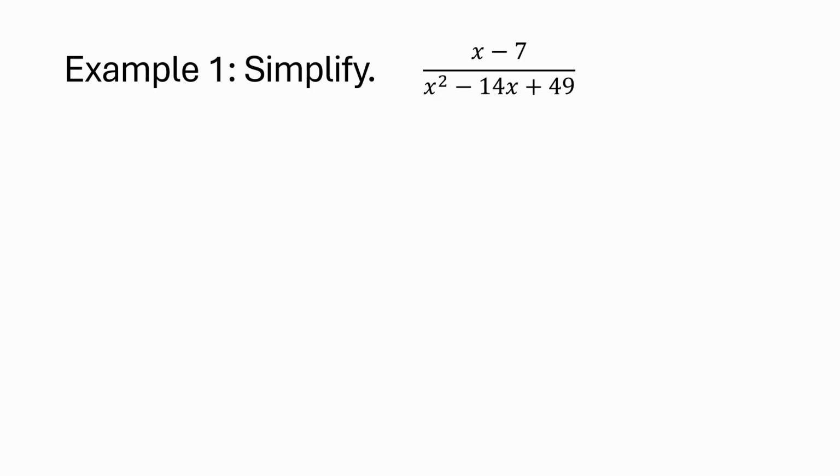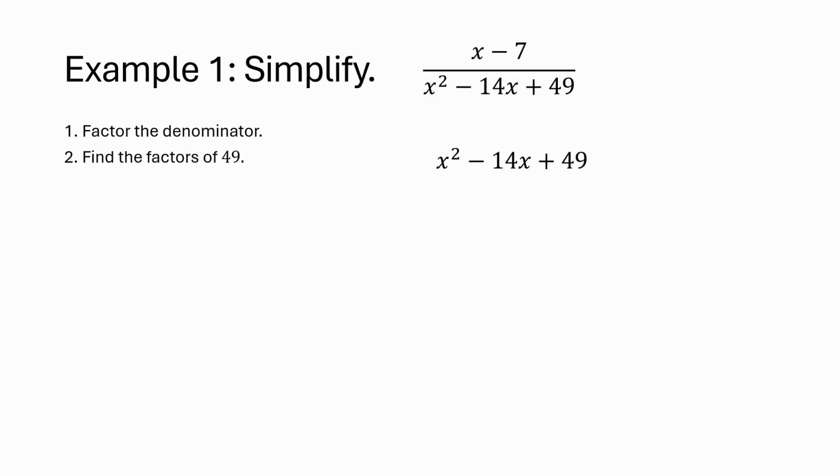So to simplify, we need to factor the denominator. The numerator is already simplified. We can't do anything with the numerator, so we're just going to factor the denominator. To do that, we need to find the factors of 49. So I'm going to make a t-chart with 49, and consider what two factors will multiply to give me 49.